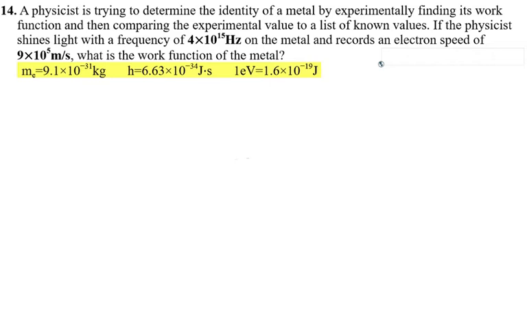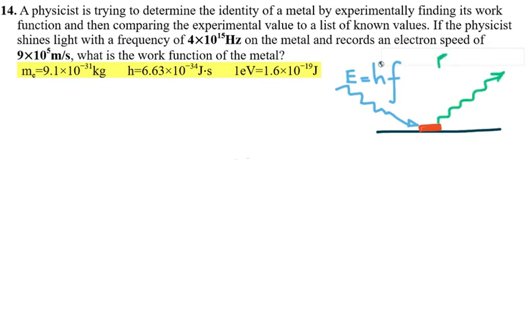So we know that if you have a metal and the photon is coming with some energy, the energy of the photon is equal to Planck's constant times the frequency. There's going to be some energy used to pull out the electron, and whatever energy is left is going to be the kinetic energy of the electron. So the kinetic energy of the electron is 1/2 the electron mass times its velocity squared. The velocity is given and the frequency of the photon is given, and I'm trying to figure out how much work energy is required.